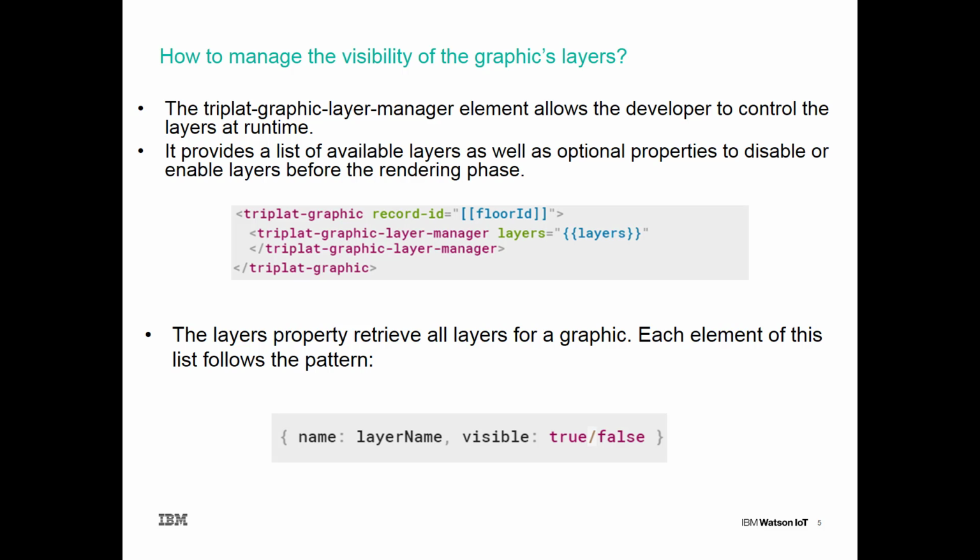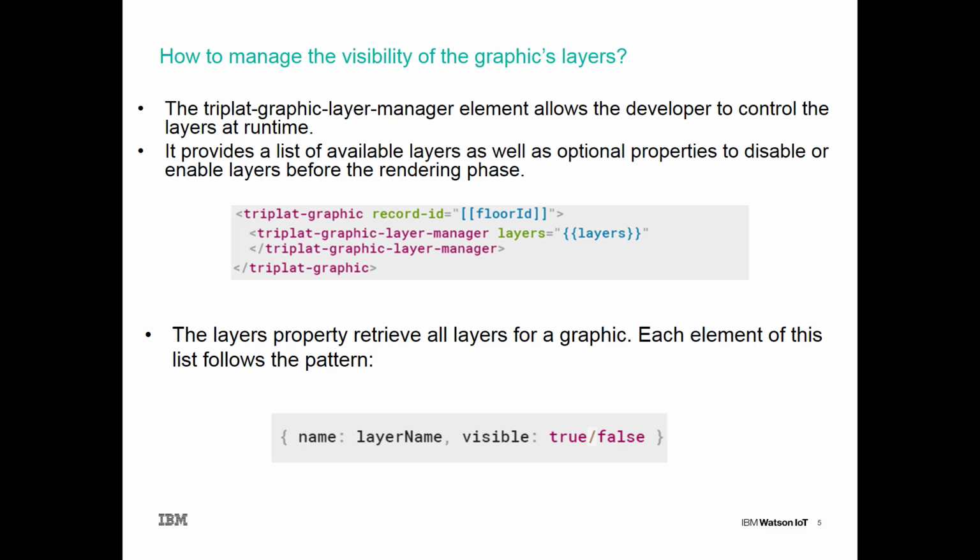Using the layer configuration has some limitations because it is a static configuration. The first limitation is that the user cannot select which layers he wants to be visible on the graphic. The other limitation is that the developer cannot override that configuration for his specific application. To control the visibility of the graphic layers, we created a new component called Triplet Graphic Layer Manager that allows the developer to control the layers at runtime.